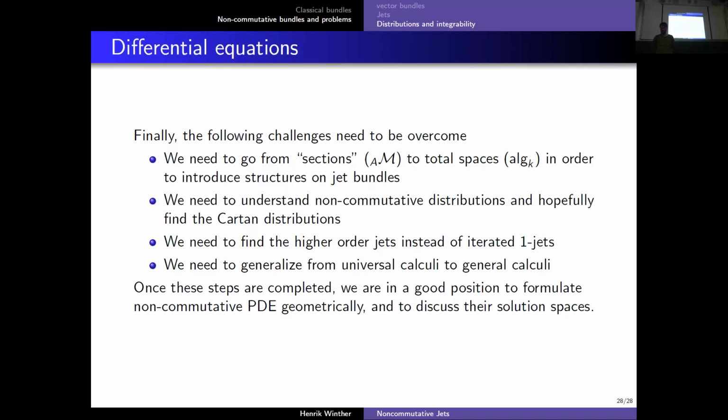Good. So, Bishop, a stupid question is always on that. Could you spell out the difference between iterated one jets and higher order jets?